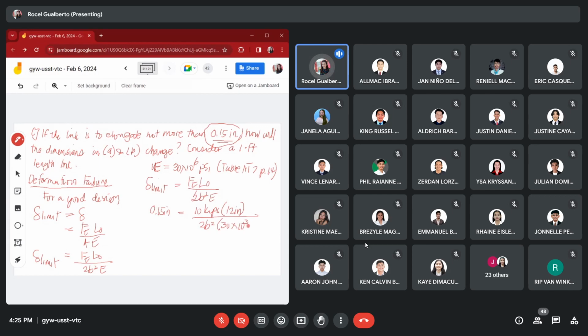Ginawa po natin KSI, so this is kips per square inch. Kaya po naging 30 times 10 to the third instead of 30 times 10 to the 6. Kinonvert na po natin into KSI. So, you can cancel out here po yung kips, and ang matitira po would be inches squared, and this is B squared. If you take the square root po, you will obtain the value of B. So, what is the value of B? Paki-compute nga po.